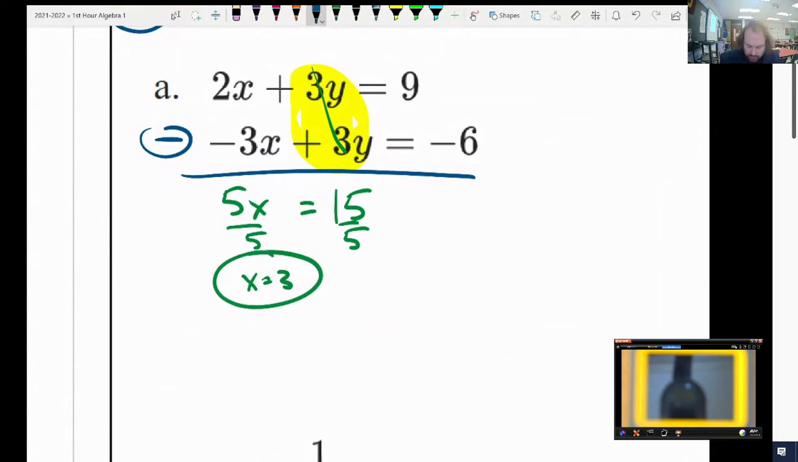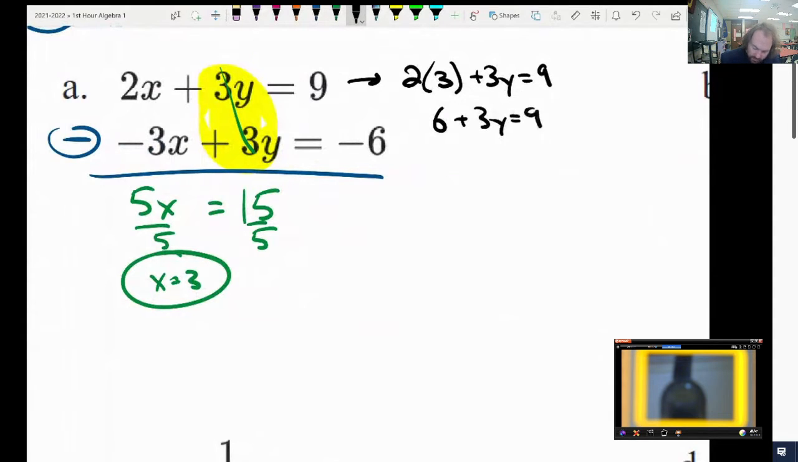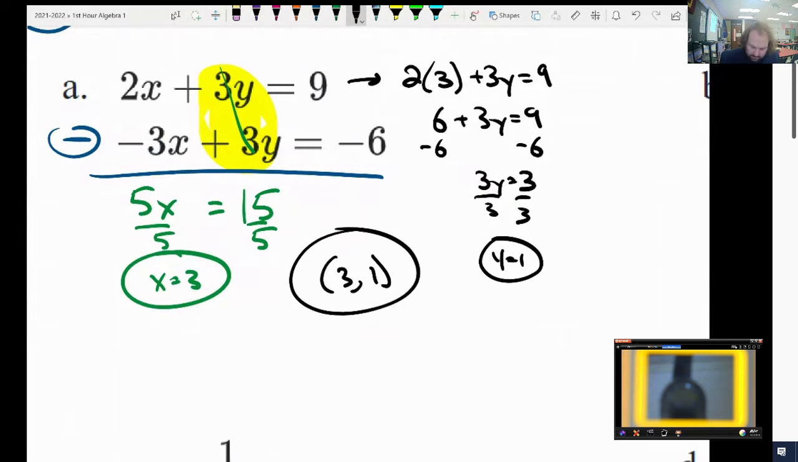Then you got to choose which one of these top equations you're going to plug into. I'm going to choose the top one. It's going to be 2 times 3 plus 3y equals 9, and that means that 6 plus 3y equals 9. And by subtracting 6 from both sides, that means 3y equals 3, and that means that dividing by 3 on both sides, y equals 1. So 3 and 1 is the answer.